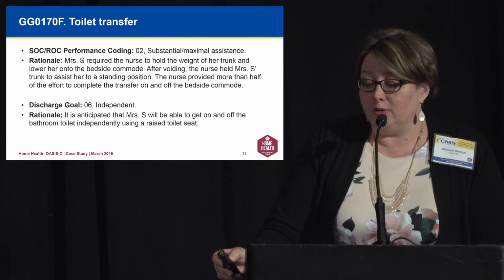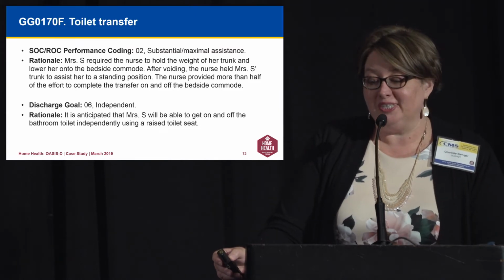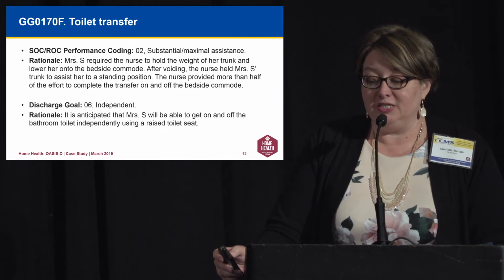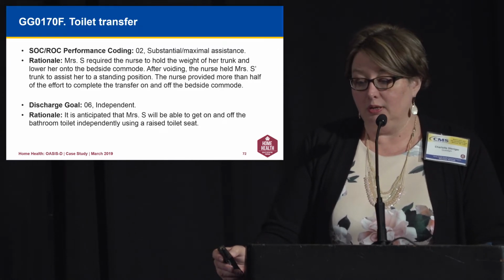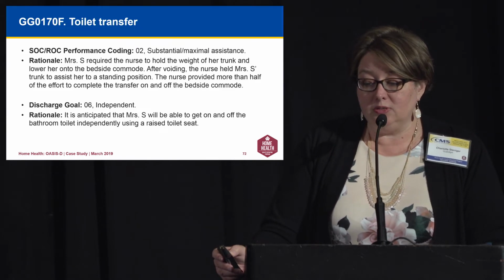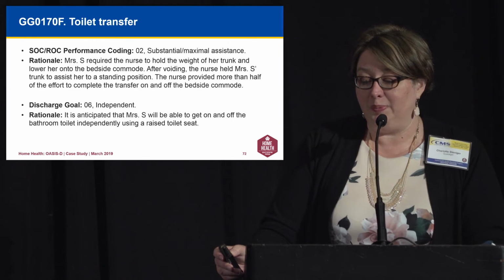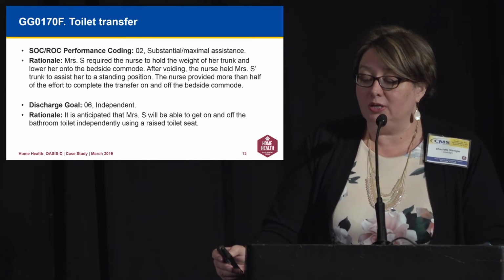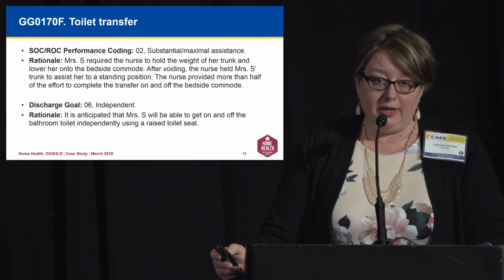After voiding, the nurse helped Mrs. S's trunk to assist her to a standing position, and the nurse provided more than half of the effort to complete the transfer on and off the bedside commode. So let's move on to 06 independent, the discharge goal of 06 independent, as it is anticipated that Mrs. S will be able to get on and off the bathroom toilet independently using a raised toilet seat.